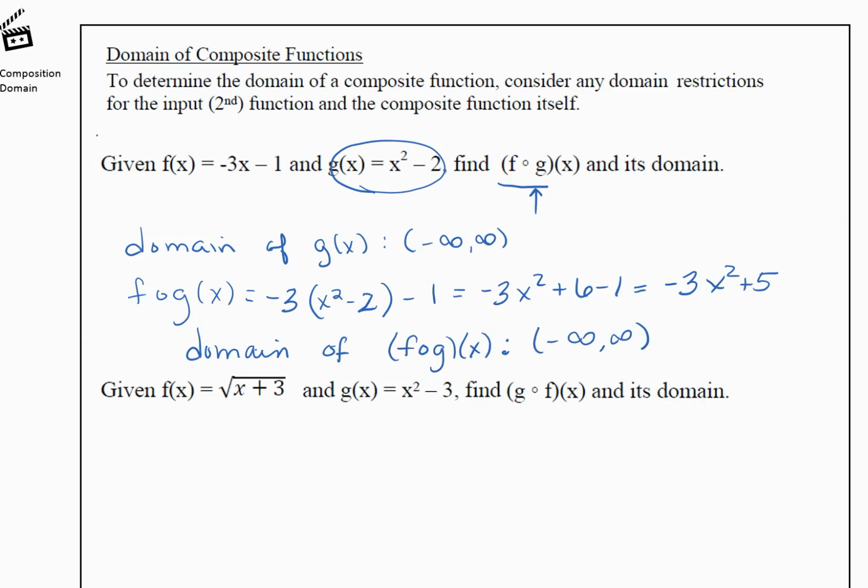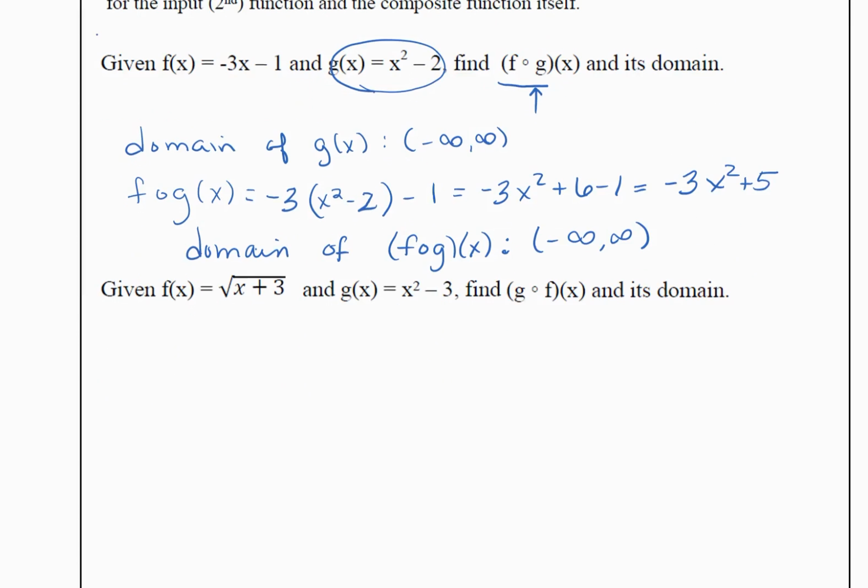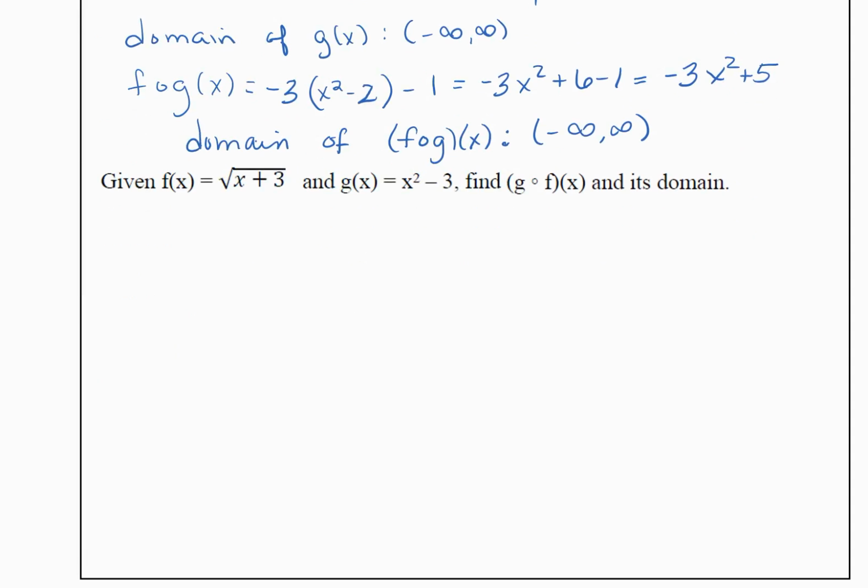Okay, so one thing you can be sure of, if the domain of both of your functions is negative infinity to infinity, at the very end you just need to make sure you're not dividing by 0 or taking any square roots of negative numbers. Okay, let's look at this next one that'll show that you do have to look at that second function. So here f of x is equal to the square root of x plus 3, and g of x is equal to x squared minus 3. And we want to find g composed with f of x.